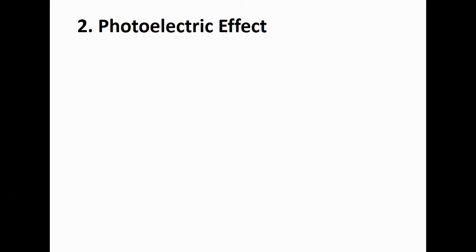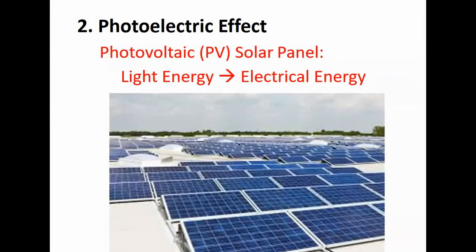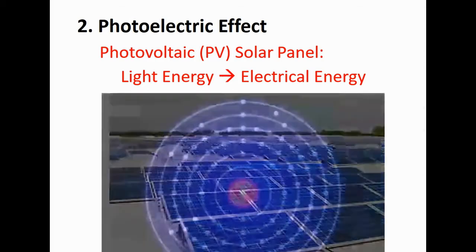The second method for generating electrical energy is called the photoelectric effect. This is what you see in a photovoltaic solar panel. Light energy is directly converted into electrical energy.